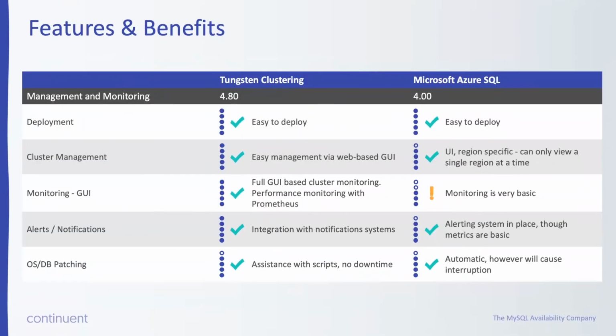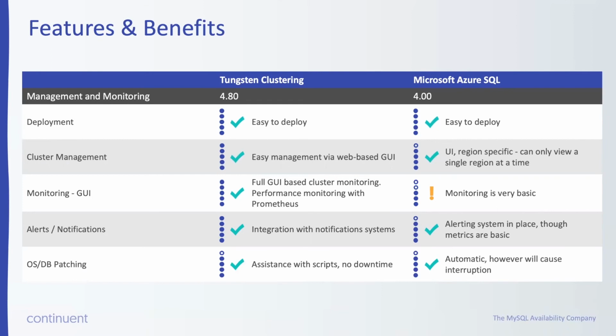So how about overall management and monitoring? Well, both of these are really easy to deploy, actually. And cluster management, both are really easy to manage as well. Tungsten Clustering has a web-based GUI. The nice thing about that is you can see your entire cluster on one single pane. Microsoft Azure, excellent GUI as well. You'll see a single region at one time. You're not going to see a geo deployment at one time on a single pane. So you have to flip back and forth.